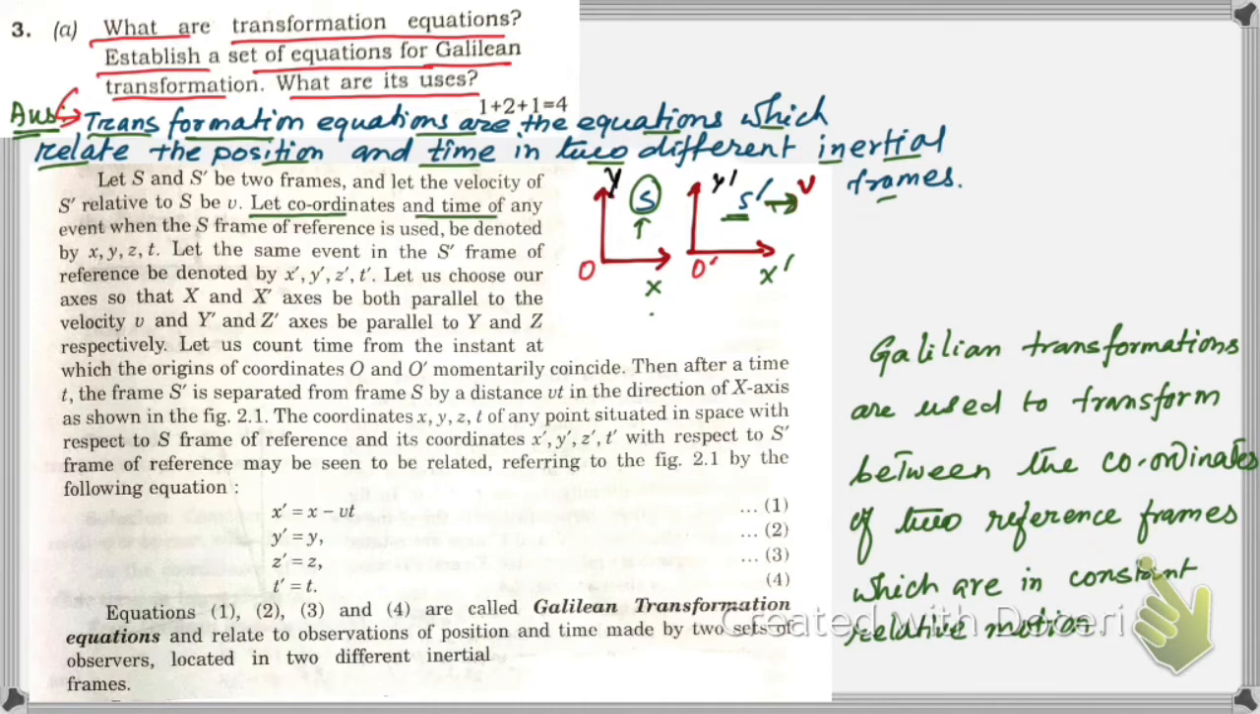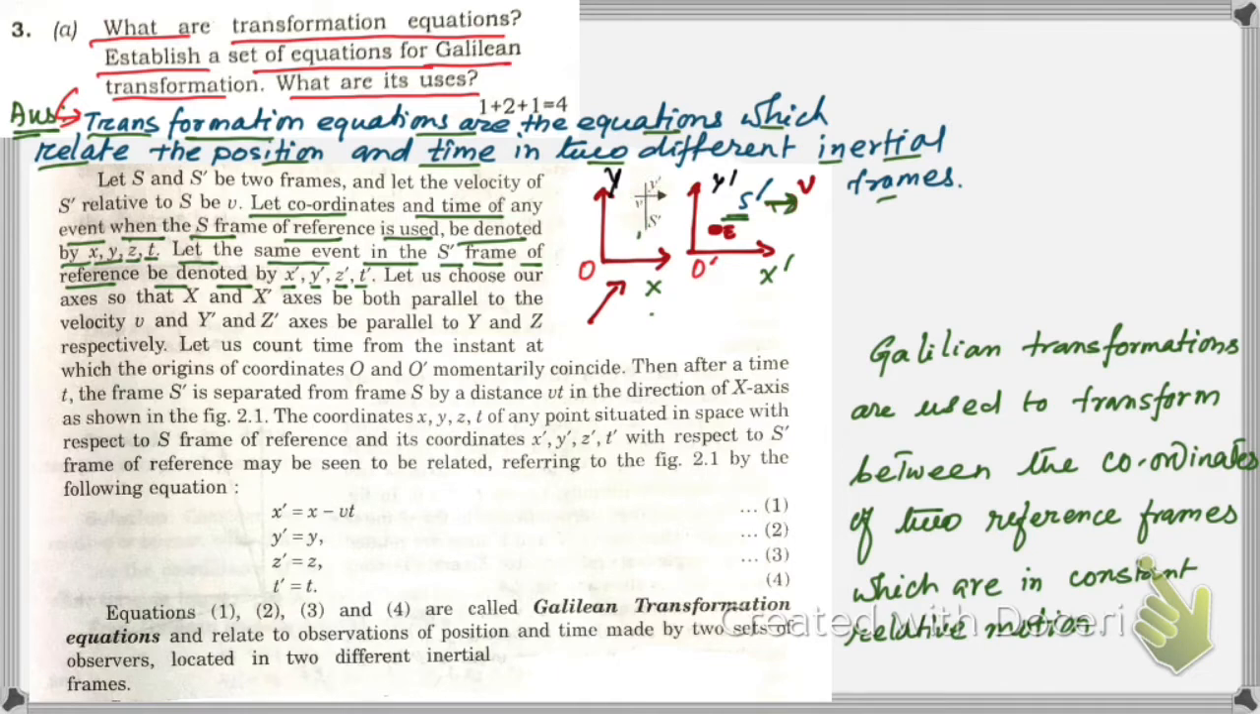Let the coordinates and the time of an event when the S frame of reference is used be denoted by x, y, z and t, right? And let the same event in the S dash frame of reference be denoted by x dash, y dash, z dash, t dash. Suppose any event occurs here, with respect to this inertial frame of reference, the S inertial frame of reference.